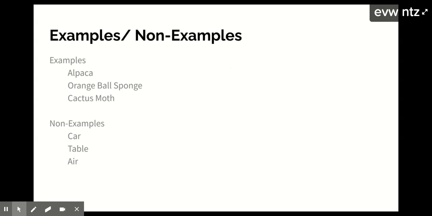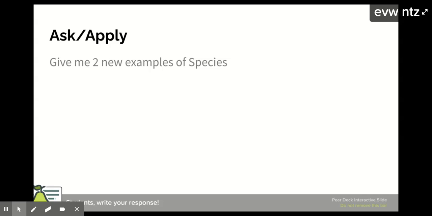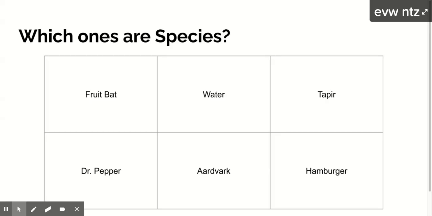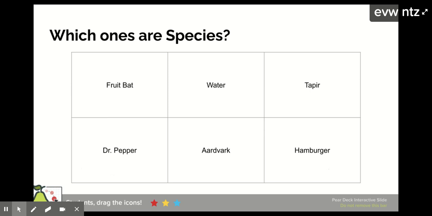Some examples and non-examples. Some examples would be an alpaca, an orange ball sponge, and a cactus moth. Some non-examples would be a car, or table, or air. Go ahead and give me 2 examples of species. Now go ahead and give me your own definition of species. Now you're going to move the stars to the 3 boxes that have species in them.